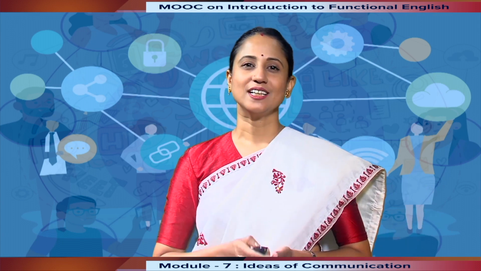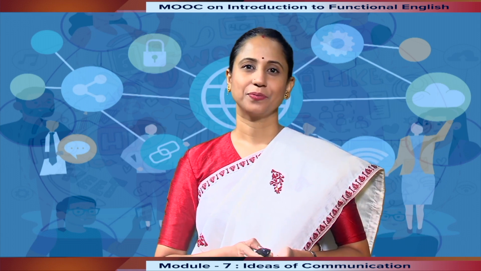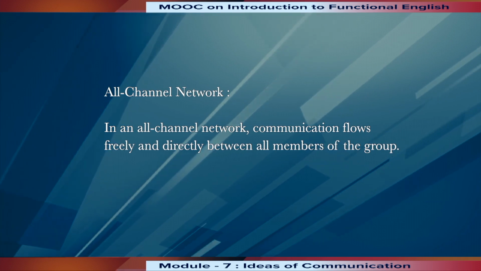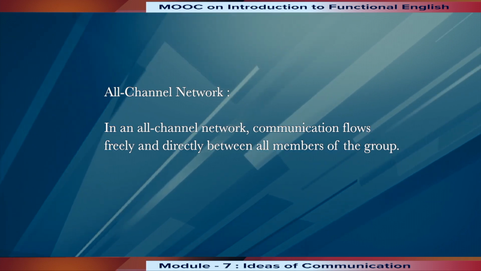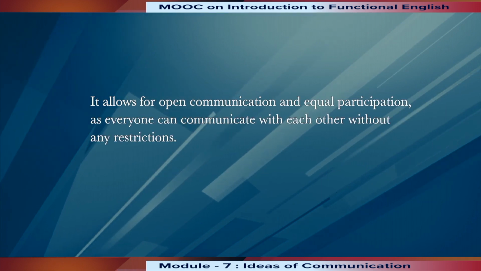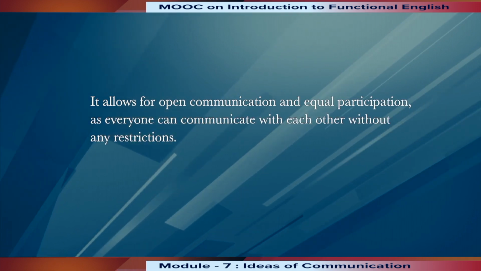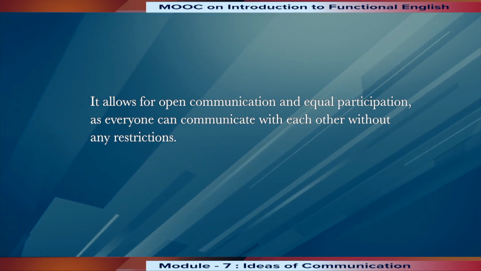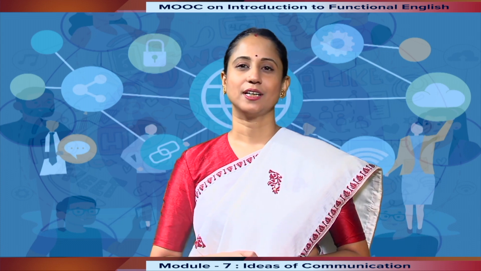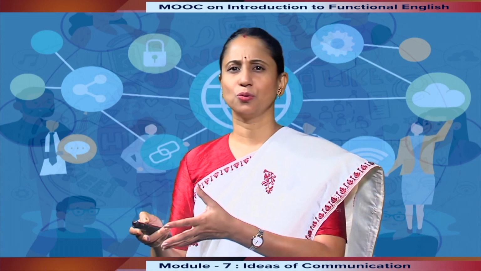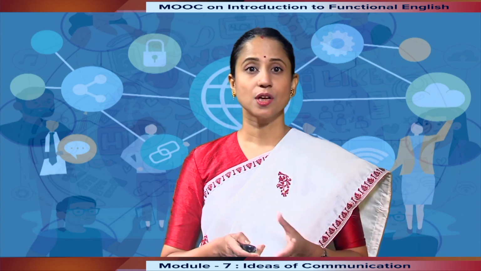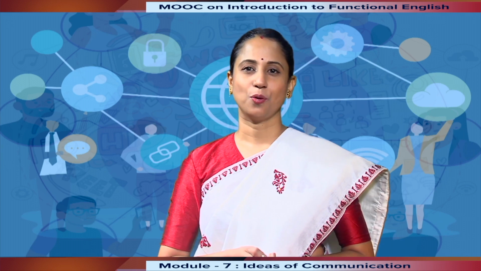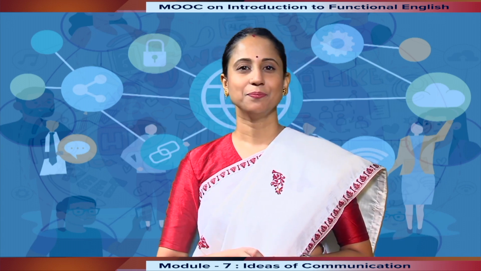Now let us discuss the all-channel network. In an all-channel network, communication flows freely and directly between all the members of the group. It allows for open communication and equal participation, as everyone can communicate with each other without any restrictions. This type of network is common in small teams or groups with high levels of trust and cooperation. Let us understand this type of network again with an example.